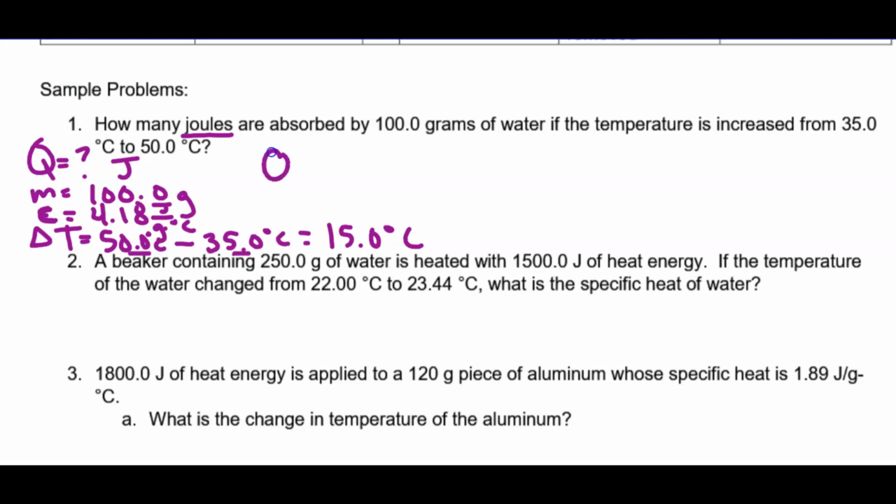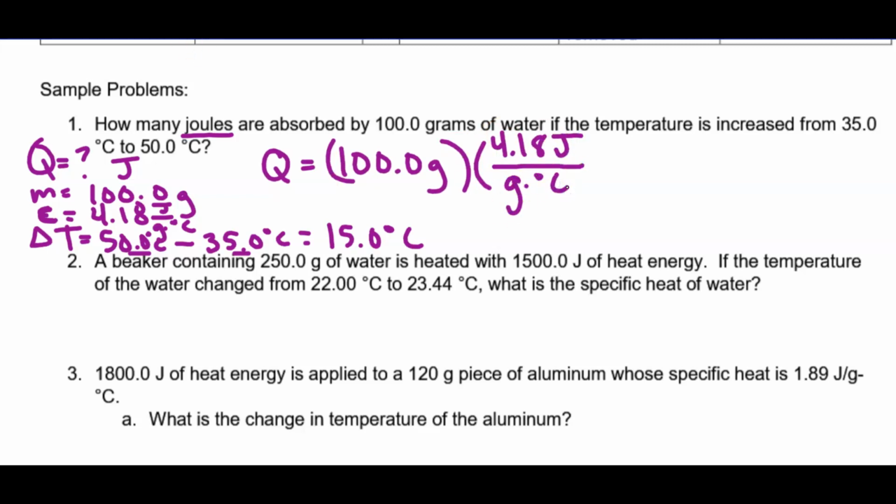So we're going to plug this in. Q is equal to the mass times the specific heat, 4.18 joules per gram degrees Celsius, times the change in temperature, 15 degrees Celsius. Now you can look at the units and see if you have this set up correctly. So I can see immediately that grams cancel, temperature cancels, the Celsius units cancel, we're left in joules, and that is what we're looking for. So go ahead and multiply these together.